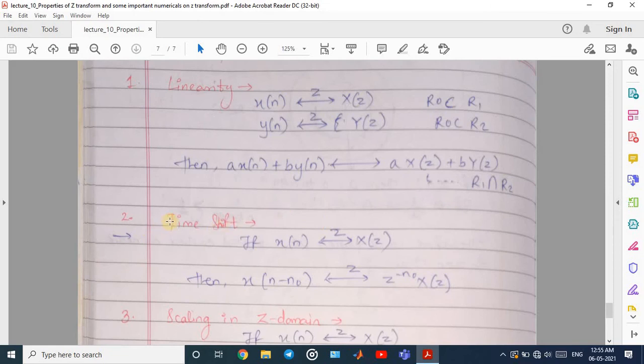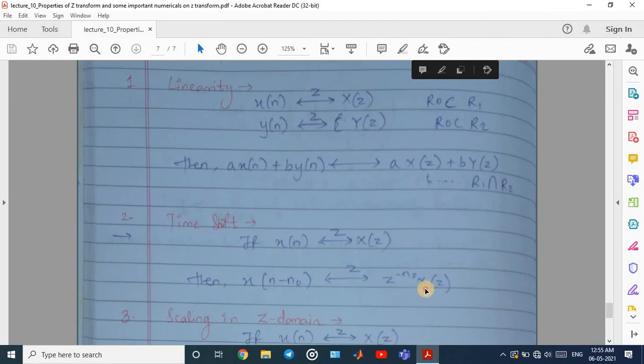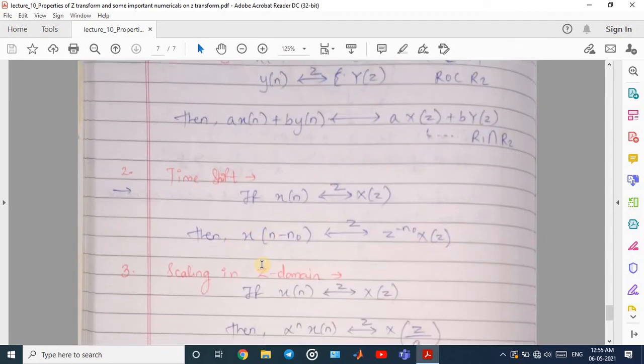The second one is the time shift property of Z transform. So if we take the Z transform of x of n, we get x of z. Then if there is any time shift, you can see here x of n minus n0, then the Z transform is z to the power minus n naught, that is z to the power minus the time shift n naught, into x of z. Okay, this is the property.